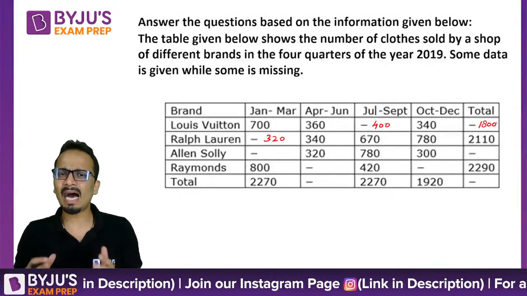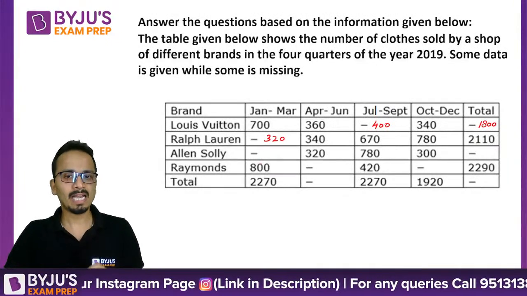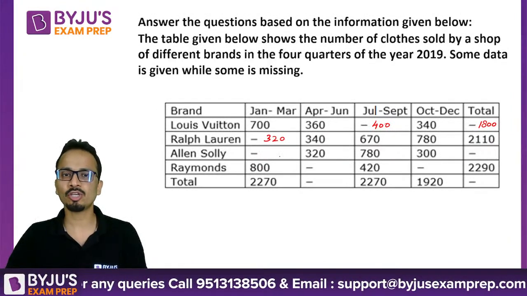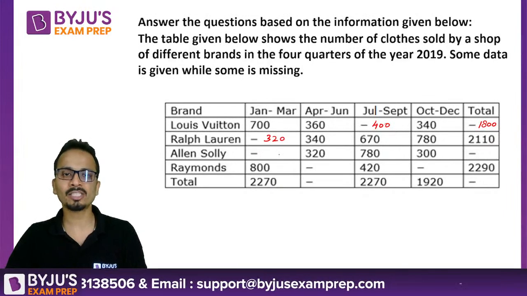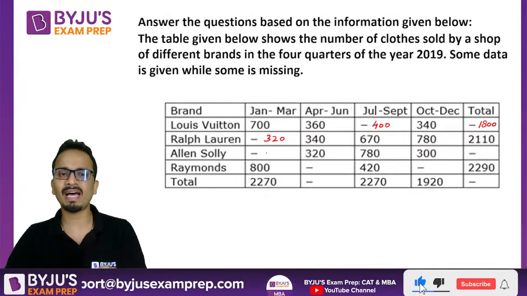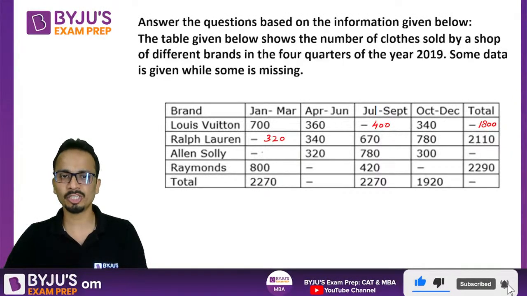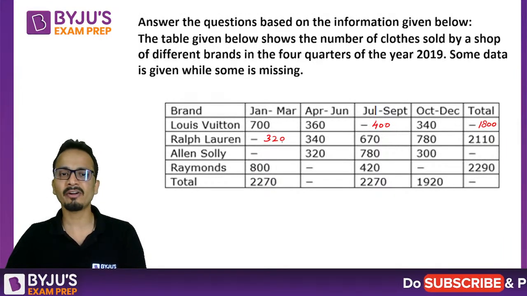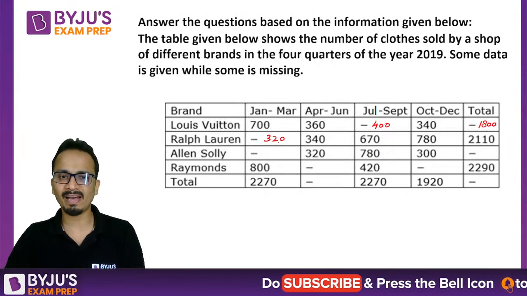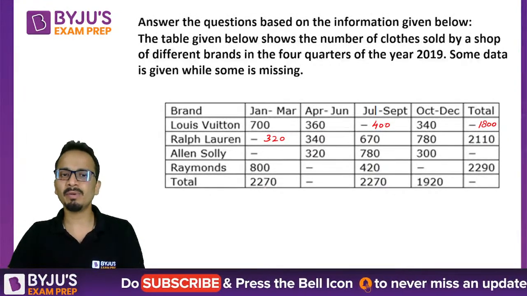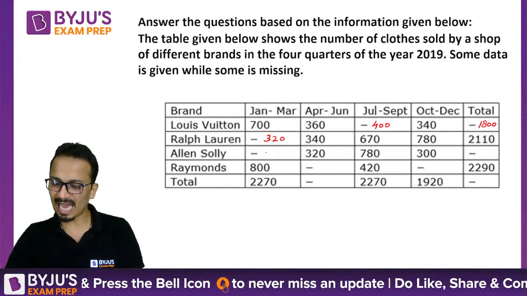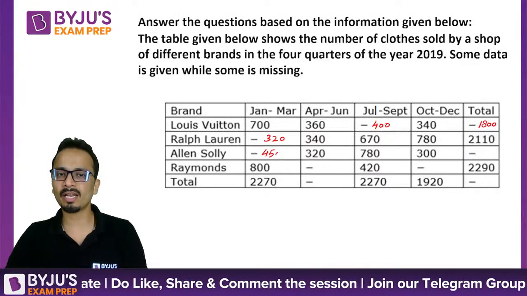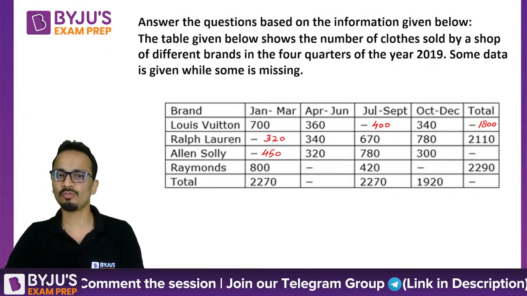So slowly I am filling all these values. Now the next value that I can fill is for Allen Solly in the January to March quarter. Please all of you write the value for Allen Solly. Meanwhile, I'll do the calculation. So 700 and 800 is 1500, 1500 and 300, 1820. So 1820 is the value which will be subtracted from 2270. Absolutely correct, all of you. So the value will come out to be 450. All right. So this value is 450.